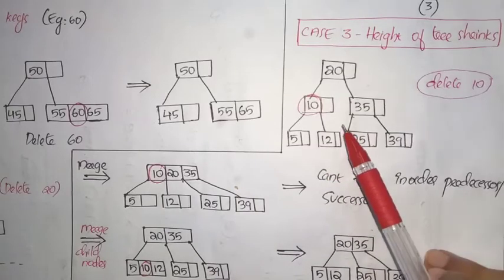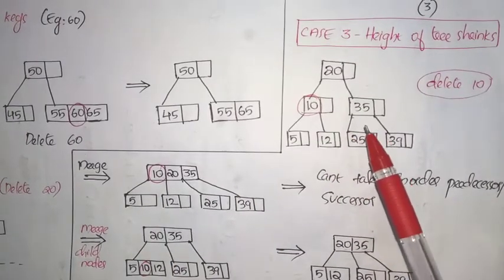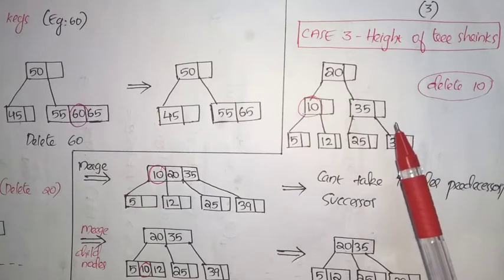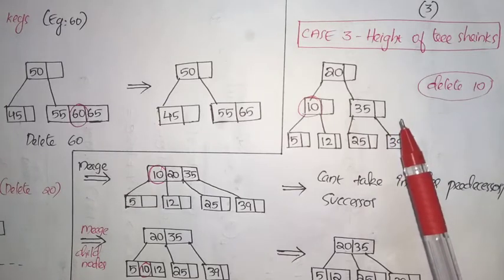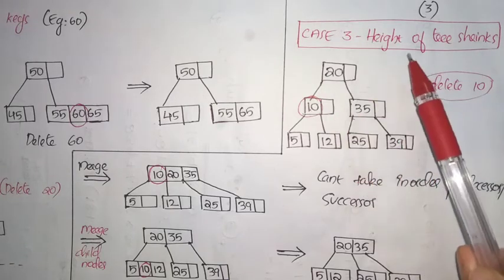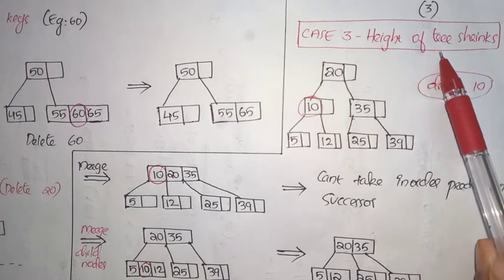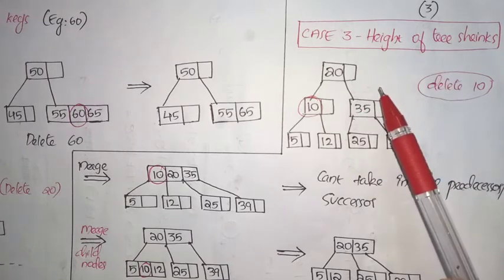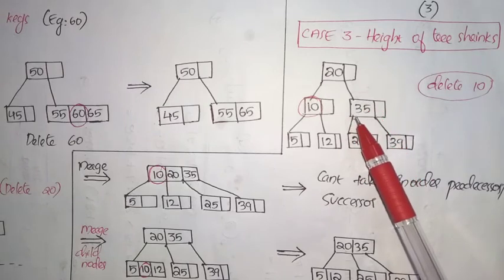We have discussed two scenarios, that is deletion of a key that is present in a leaf node and deletion of a key that is present in an internal node. And the third case is whenever I delete a particular key, the height of my tree will shrink. That is the third case. Let's see how we can perform a deletion in such a scenario.